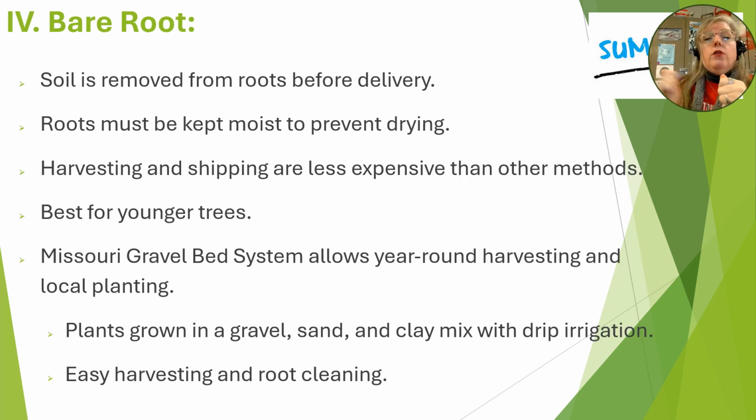Now, if you're going to use bare root, the soil is removed just before delivery. The roots have to be kept moist to keep from drying out. The harvesting and shipping is much less expensive, and it's really good for the small trees. One of the bare root systems is that Missouri gravel bed system, where they're basically bare root, but you've got them planted in this clay and sand and stuff, so that they're not sitting there just drying out. You have to keep them watered really, really well. But it's really, really easy when somebody buys one to pull it out and just rinse it off. So it's good to hold them until they're bought, and then once they are bought, it's really easy. So this Missouri gravel bed system is a really good plan.